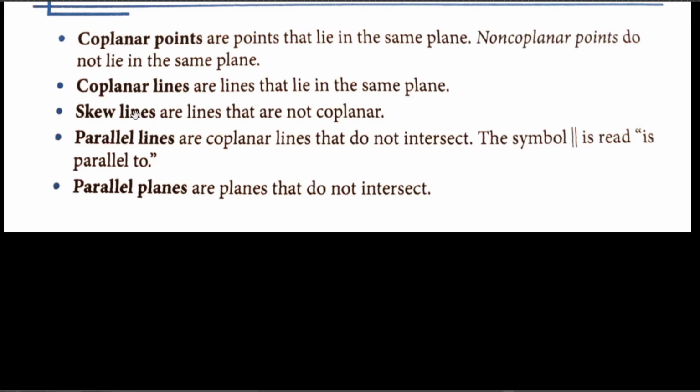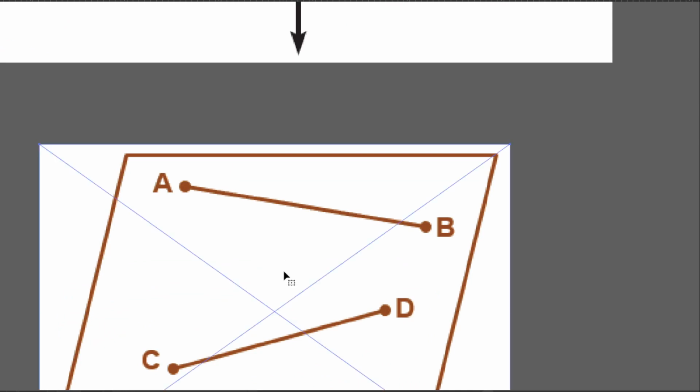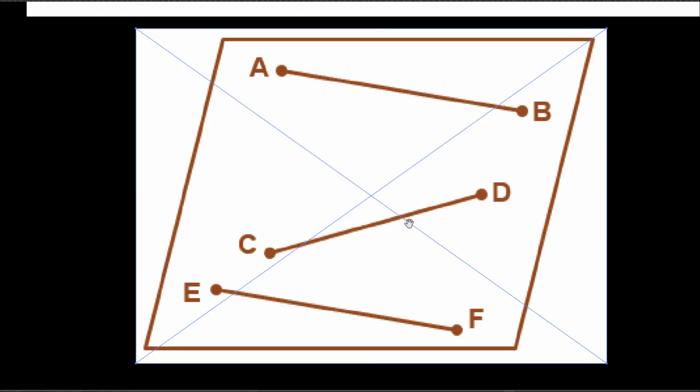That was coplanar points. Now coplanar lines. I got a picture for that too. It's right here. Copy that. Bring it over here underneath our definitions. There it is. Okay, so what's the next word? Coplanar what? Lines.